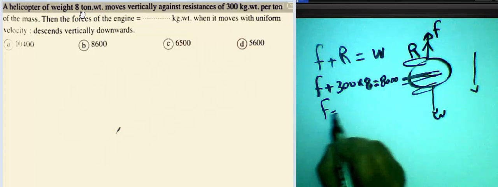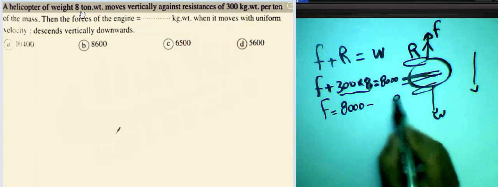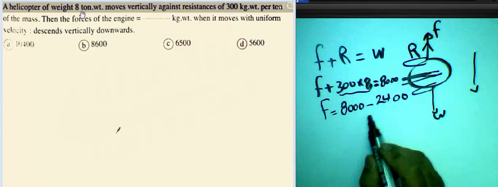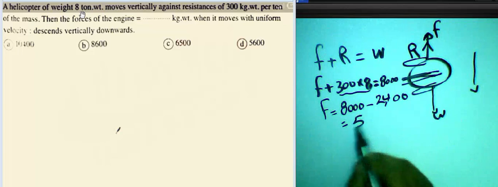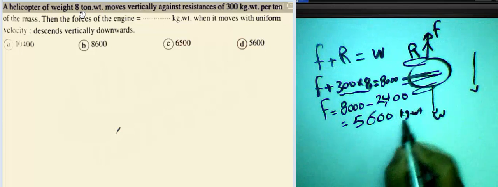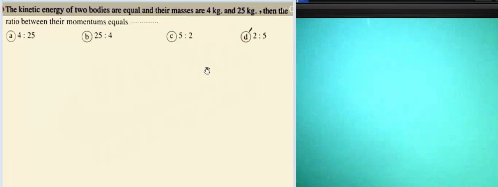Then the force will be 8,000 subtract 300 times 8. Right, double zeros, 3 times 8 equals 24, so 8,000 subtract 2,400 equals 5,600. The force here will be in kilogram weight. Why? Because he gives us the information in kilogram weight. Don't change to Newton, because the result he wants is in kilogram weight. Okay, the result will be 5,600. Choose letter D.